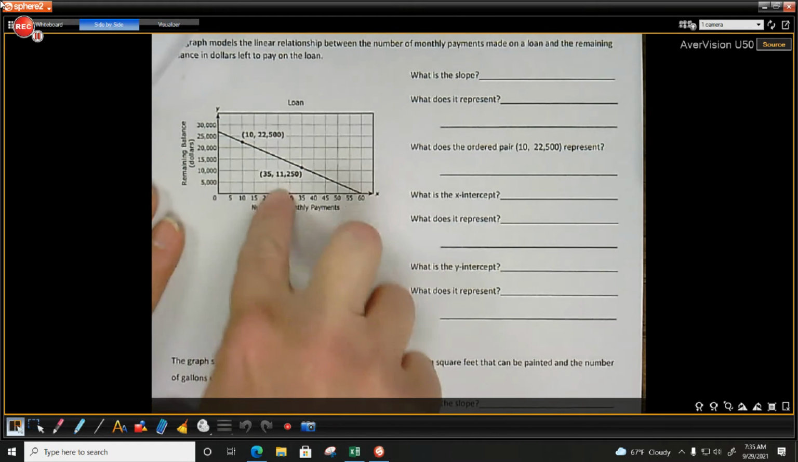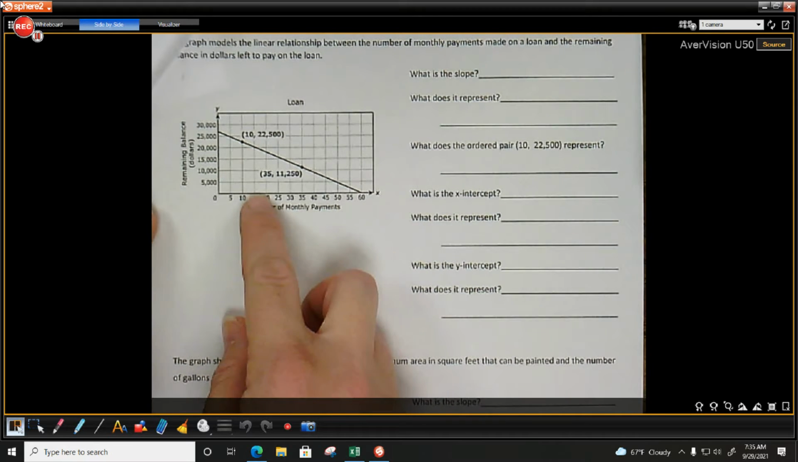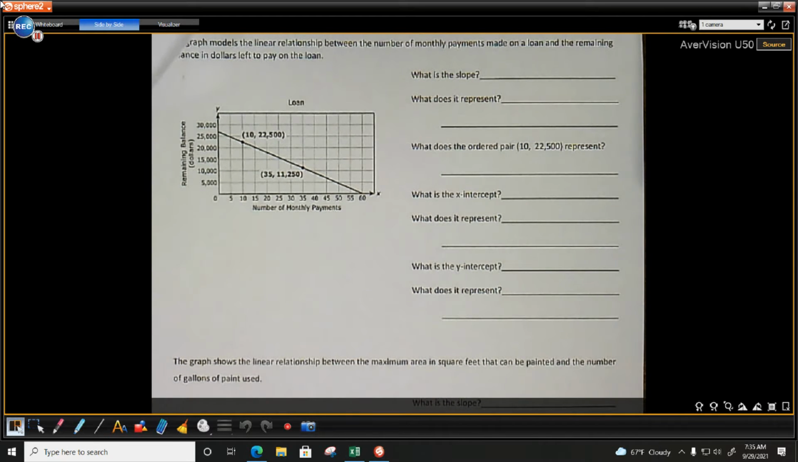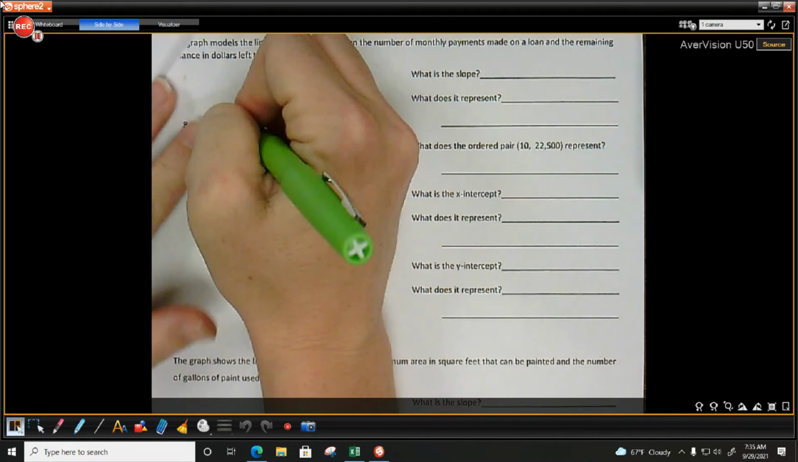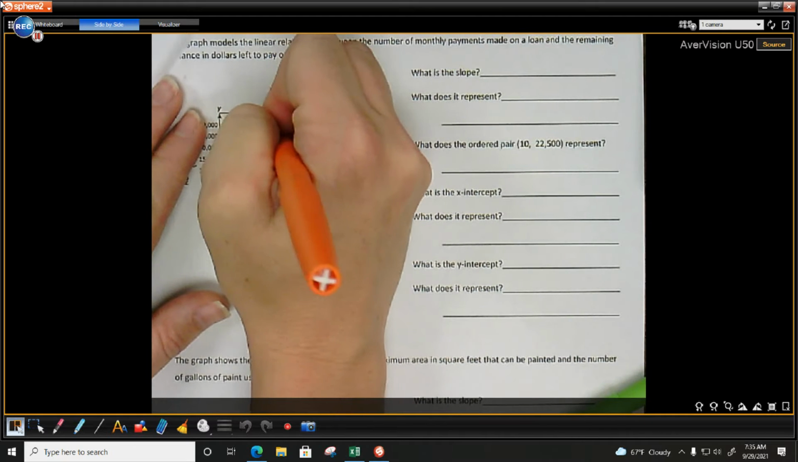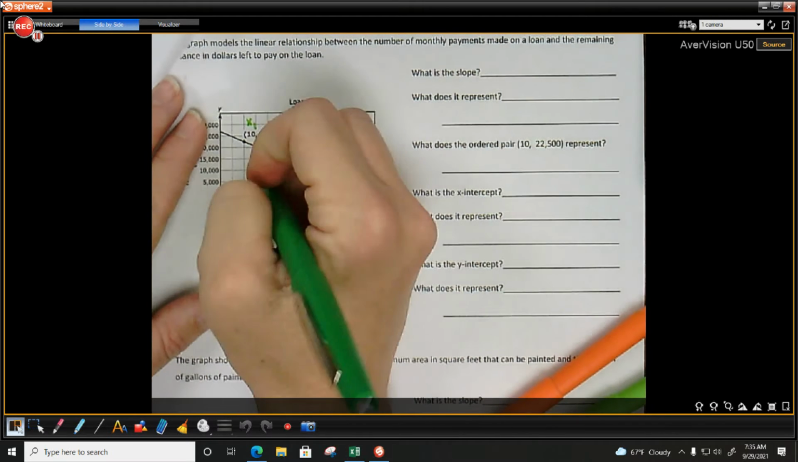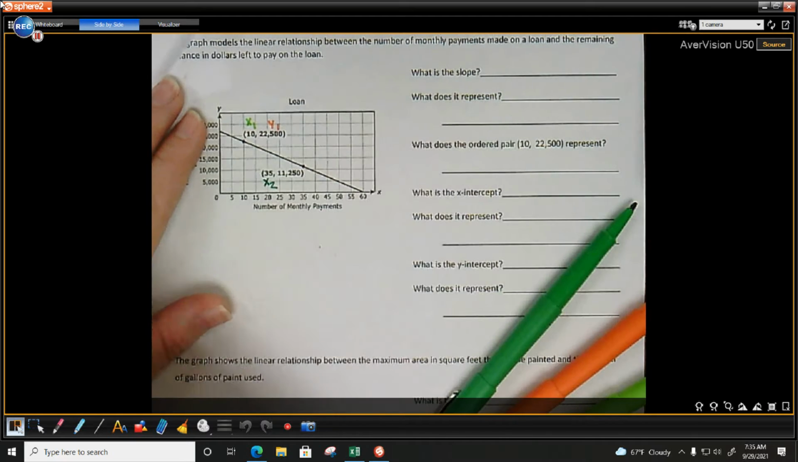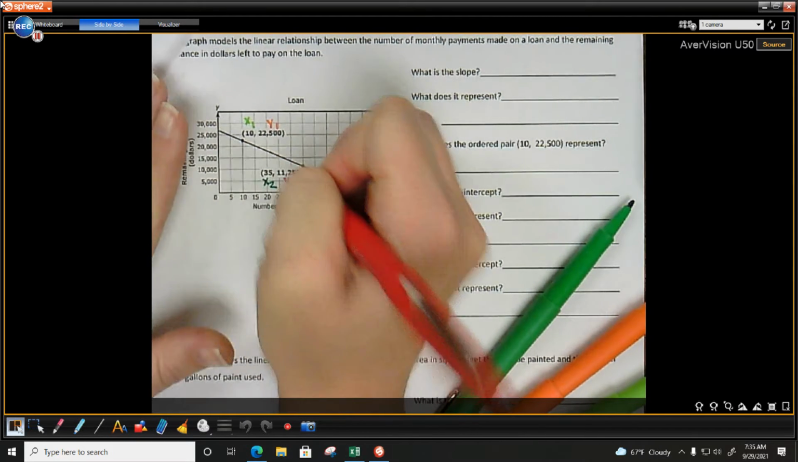Okay? However, it gives you two ordered pairs. How else do we know to calculate slope from two ordered pairs? Our slope formula, which is y2 minus y1 over x2 minus x1. Remember, to not make mistakes, you want to make sure you label your ordered pairs. So I'm going to label 10 x1, which means the 22,500 is y1. The x2 is 35, and the y2 is 11,250.